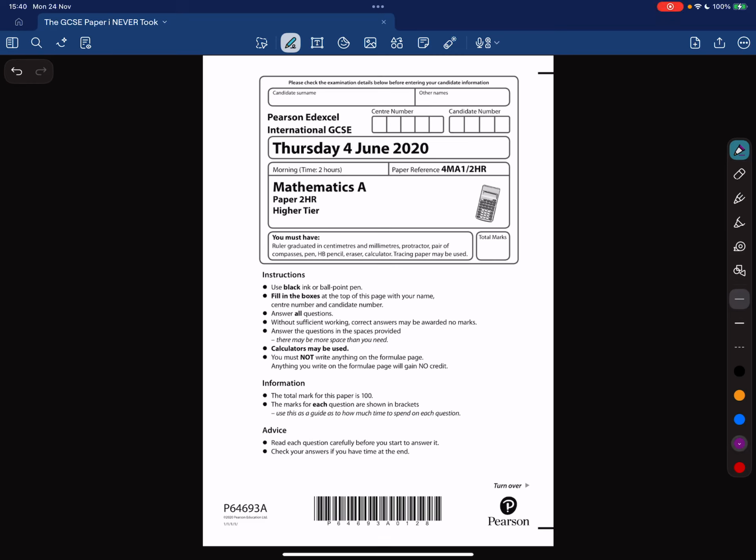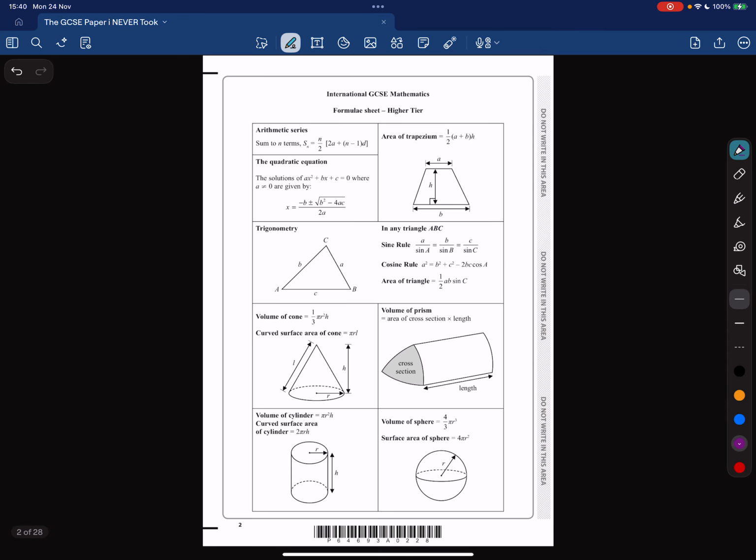I never took my GCSE maths. I'm going to do one of the papers I would have done when I was 16. What you can do is you can pause the video, have your question, and then you'll have me working through it right away. At the end, I will mark it, and let's see how I would have done. Oh, and obviously, let's see how you do as well.